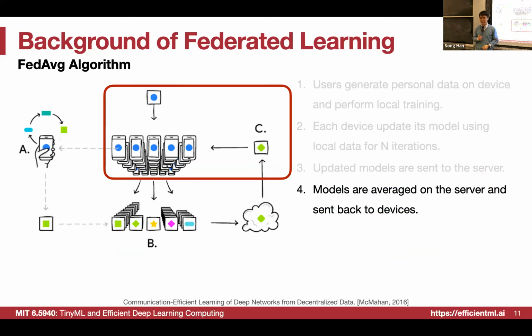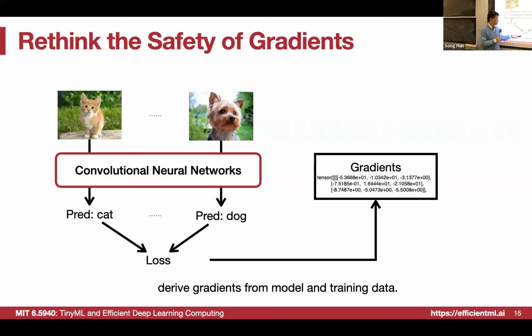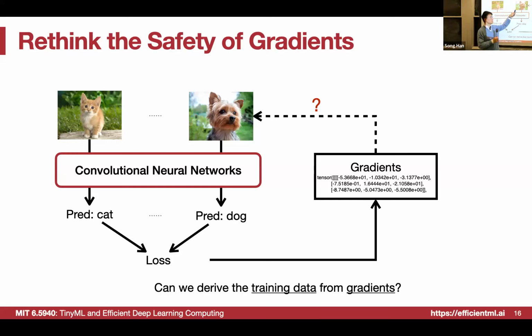But actually, is it safe if we share the gradient? We want to rethink the safety of the gradient. Convolutional neural networks can get a prediction for the cat and dog and get a loss. Then different devices will derive the gradients from the training data. So you can get a gradient, and devices use the gradient to update the model. But our question is, can we use the gradient to steal the input image?